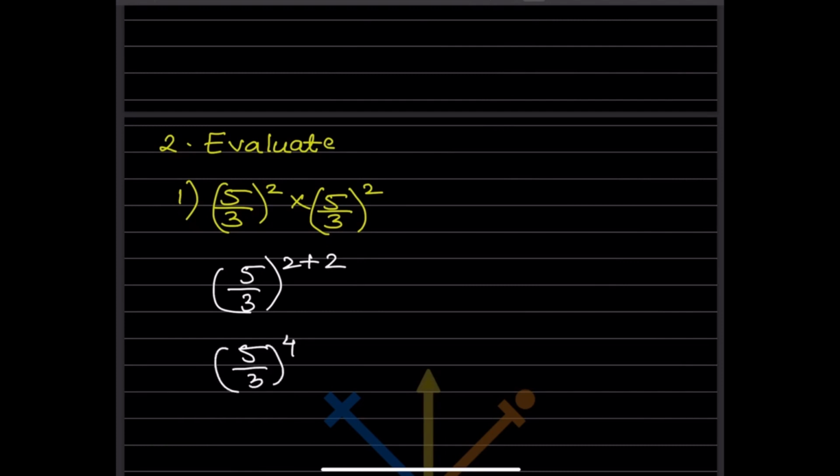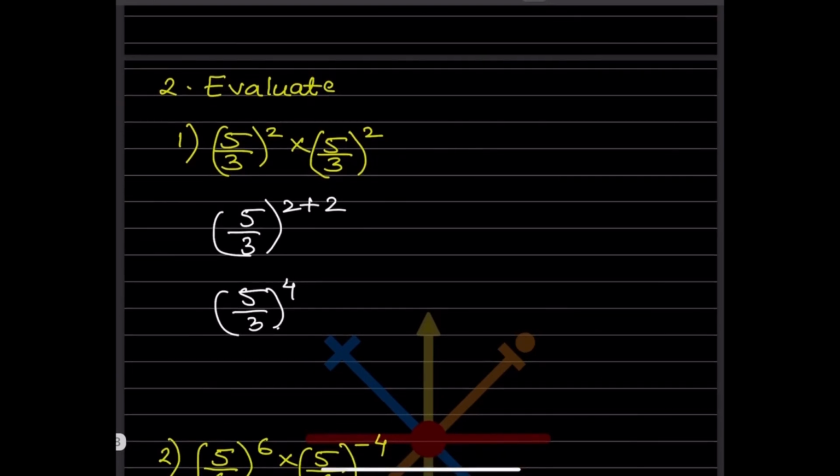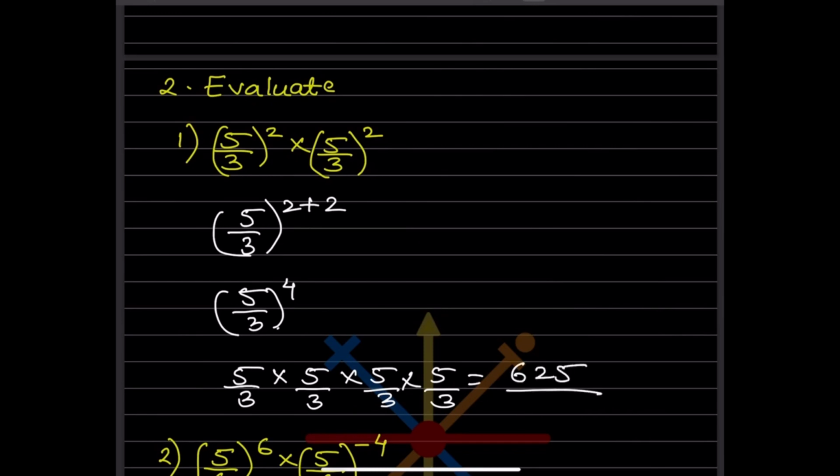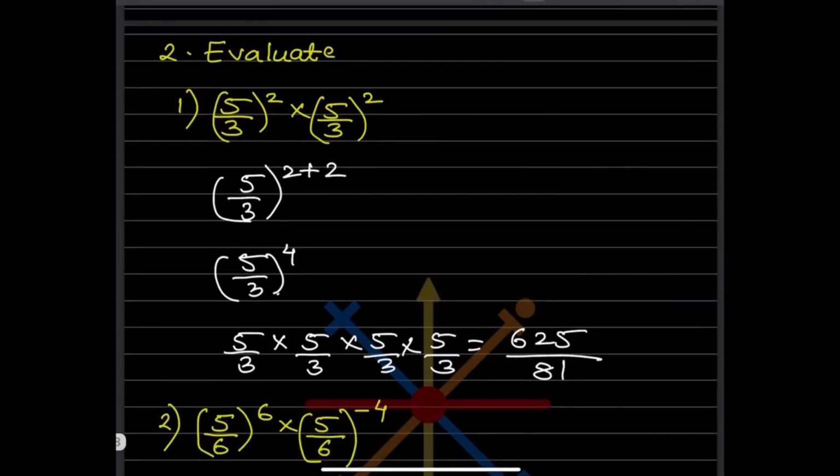And evaluate means, whenever there is evaluate, you don't have to keep it at this point. You have to write a proper answer for this one. So now what are you going to do? You are going to multiply the 4 times. So that should be 5, when you multiply 4 times, that is going to be 625. And this is going to be 9, 9 is 27, and this will be 81.